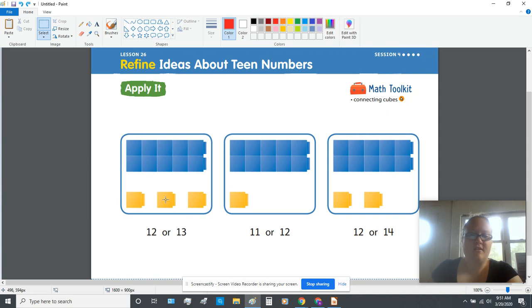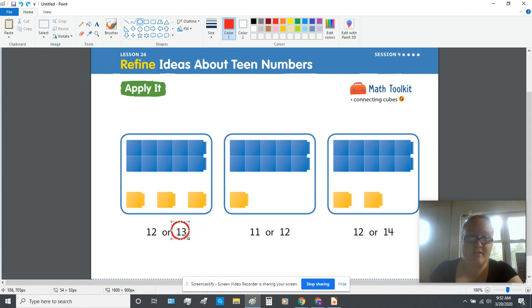1, 2, 3. So if there's a group of 10 and 3 extras, is that the number 12? No, it can't be, because 12 says there's a group of 10 and only 2 extras. Well, does that show us the number 13? Let's see. Here's the 1 from our group of 10, and it says there should be 3 extras.